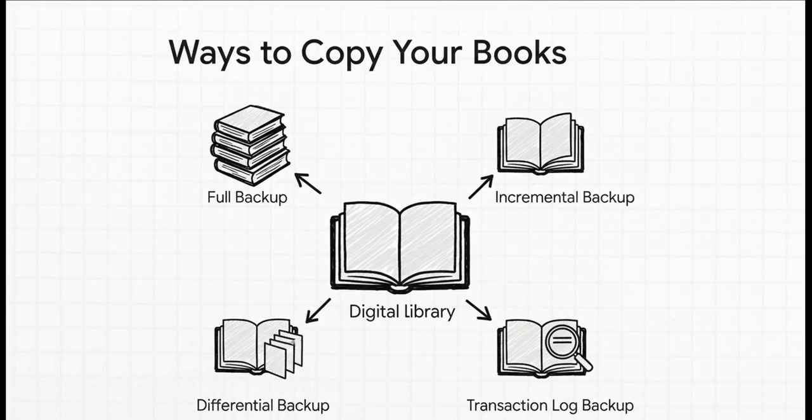So, at a high level, you've got a few different ways to copy your books. There's a full backup, which is pretty much what it sounds like, photocopying the entire library. Then you have an incremental backup, where you only copy the pages that have changed since your last copy was made. A differential backup is a little different. It copies everything that's changed since the last full backup. And finally, a transaction log backup. Think of this like a librarian's hyper-detailed journal, noting every single change as it happens. Each one is a totally different strategy.